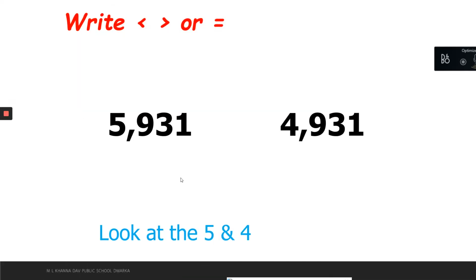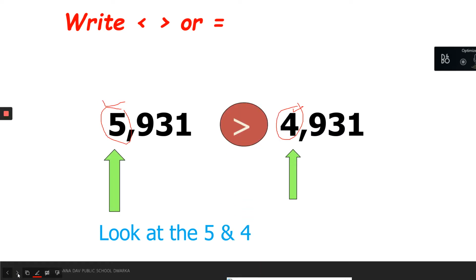Now look at these two numbers, children. Your step 1 is always to look at the digits. Here also I have 4 digits, both the sides. So the first step is always to start looking at the highest place. That is the thousand place. You can see 5 and 4. Here 5 is greater than 4. So automatically this complete number, 5931, becomes greater than 4931.